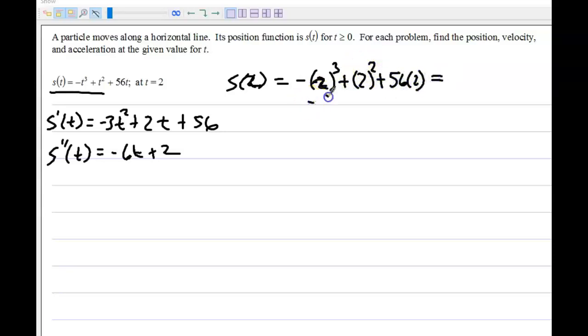We end up here with negative 8, 4, and gosh, 112. What is that going to be? So that's a negative 4 from 12 is going to be 108.